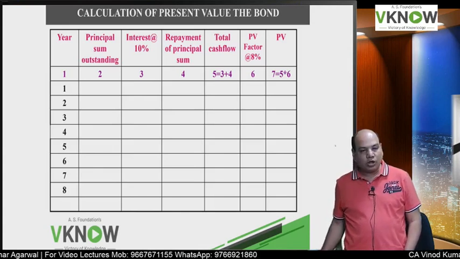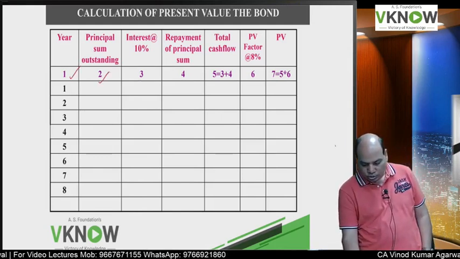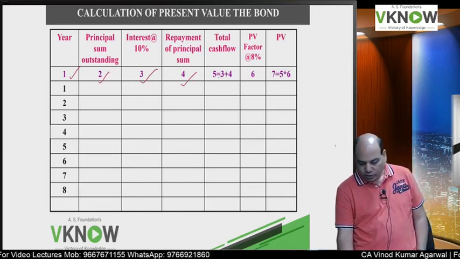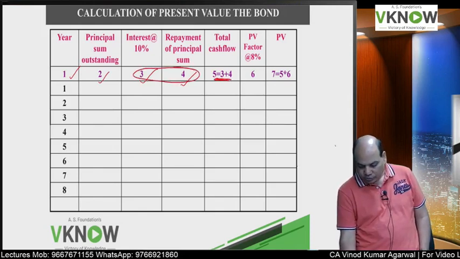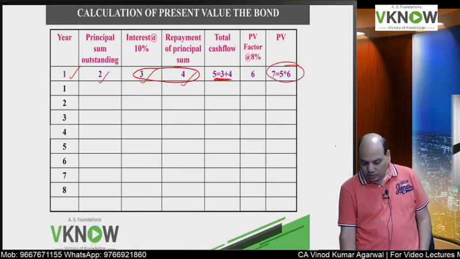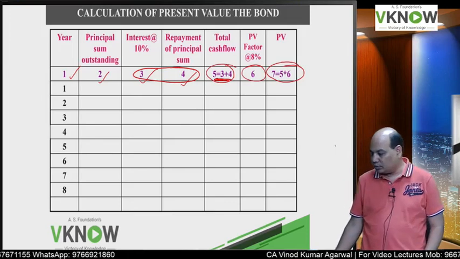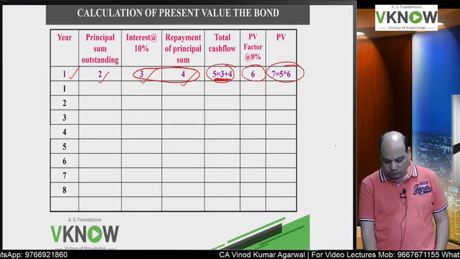I have written the column numbers also. These are column numbers 1, 2, 3, 4. Column 5 will be equal to 3 plus 4. Column 7 will be equal to column 5 times column 6. Okay, this is an example of a self amortizing bond.